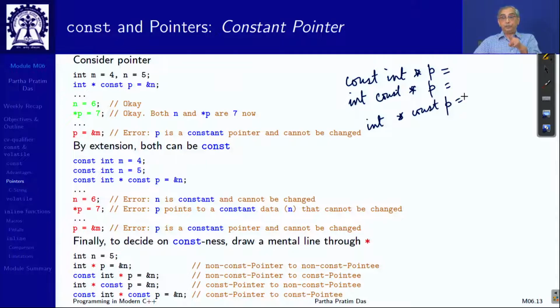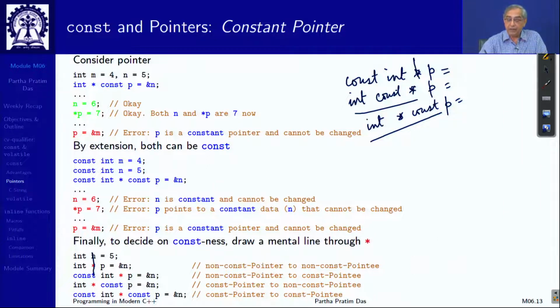Now, it is not a pointer to constant data, it is a constant pointer to non-constant data. Confusing between these two, right? So, it is a very simple rule. Whenever you have to write or when you see the code, just draw a vertical line through the star. Whichever side the const is, that side is const.